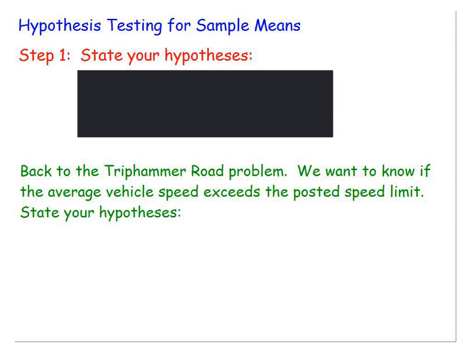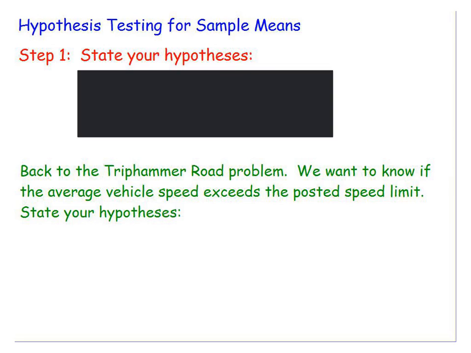We are finishing chapter 23 by doing hypothesis testing, but again, now we're just looking at means instead of proportions. We're going to use that same trip hammer problem, the one with the speeding cars, and we're going to walk through the steps just like we did with confidence intervals.